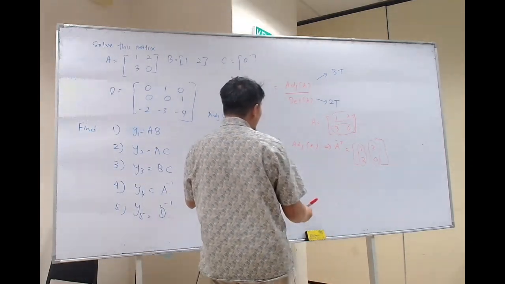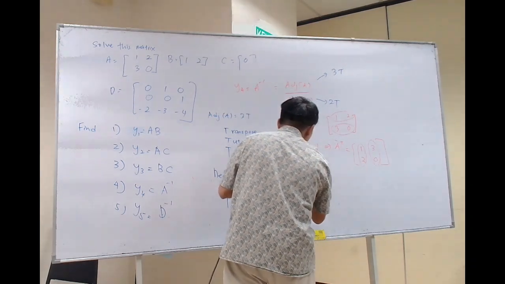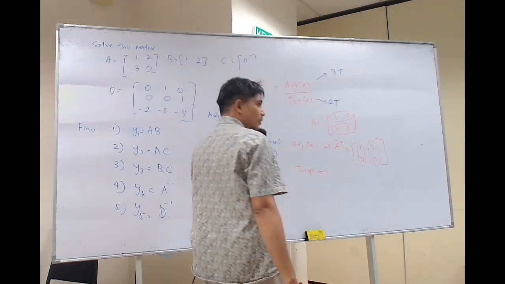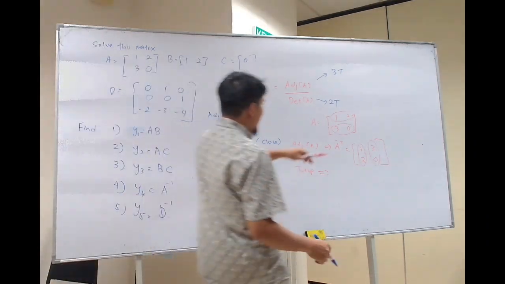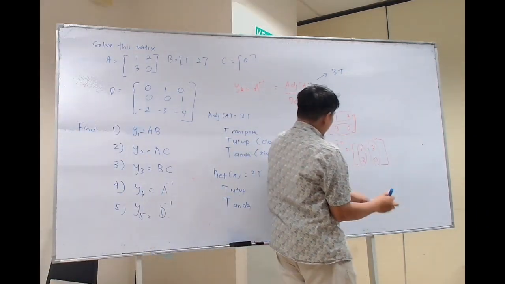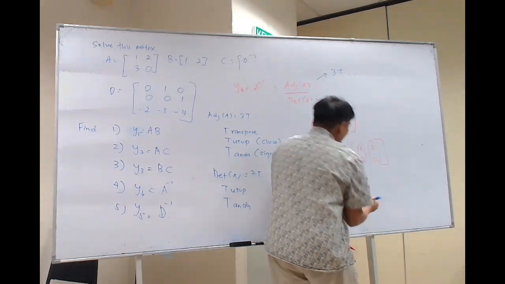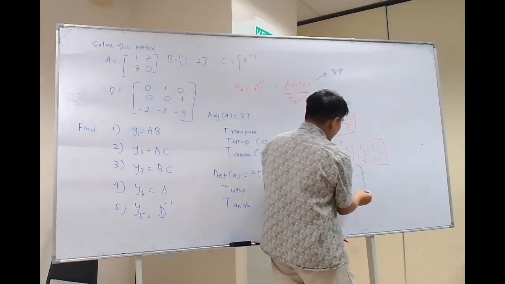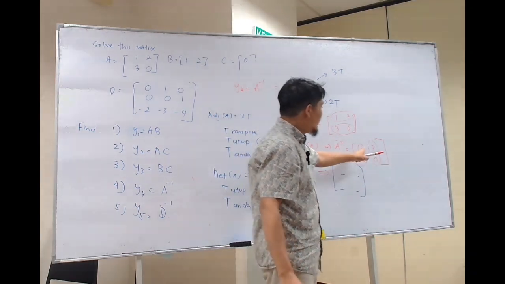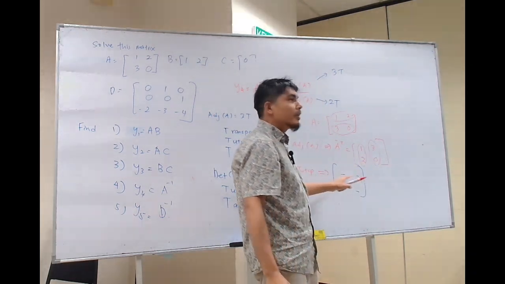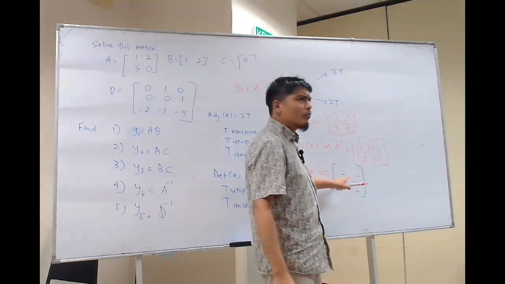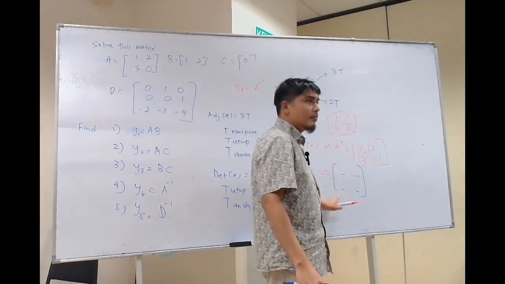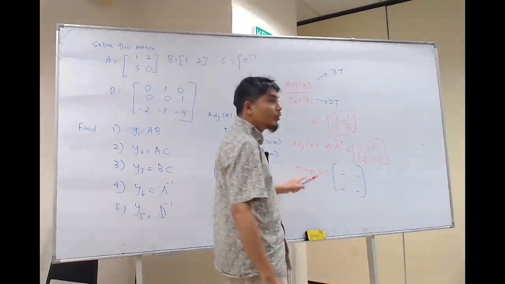Then you need to tutup. The second T is tutup, close. So how can you tutup? Based on this answer, you need to fill up 1, 2, 3, 4, okay? Because this is 2 by 2. So when you tutup, the answer will be 2 by 2. So what is the value here? What is here? So that's why you need to tutup.